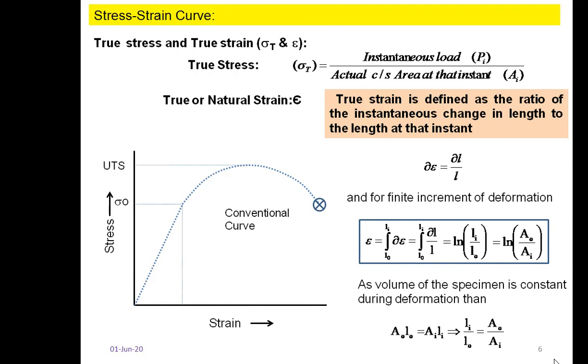So this is the stress strain curve, the conventional curve, that is of engineering stress versus engineering strain, and when you plot the true stress versus true strain curve, it appears like this. So we will take one example later on this.